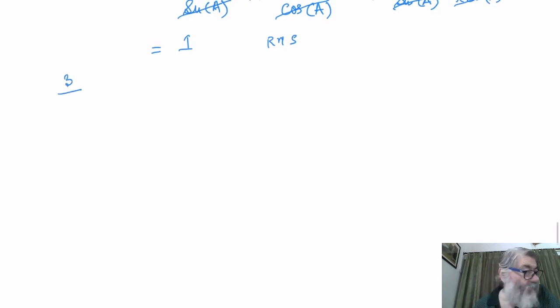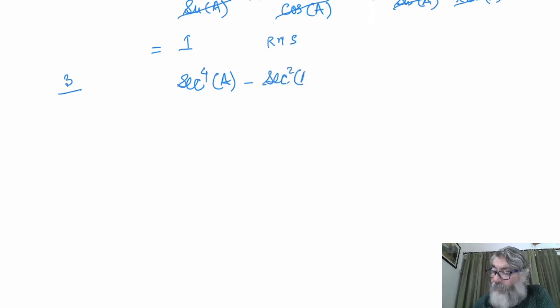What is the third question given to us? It is given sec to the power 4a minus sec square a is equal to tan to the power 4a plus tan square a.